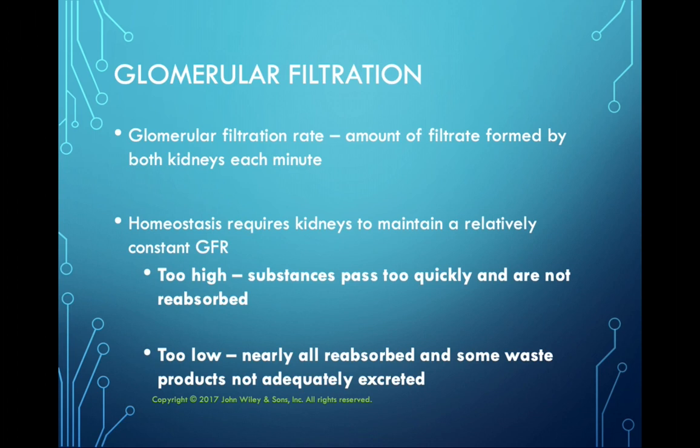Homeostasis requires the kidneys to maintain a relatively constant glomerular filtration rate. If it's too high, then the substances pass too quickly and they're not reabsorbed. If it's too low, nearly all is reabsorbed and some waste products are not adequately excreted from the body.